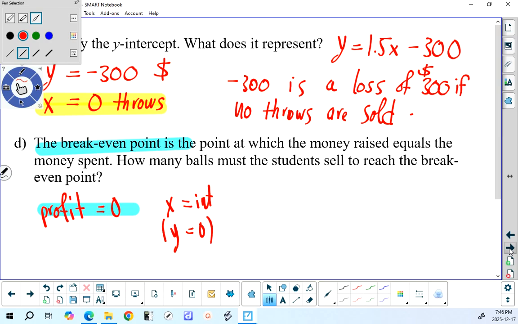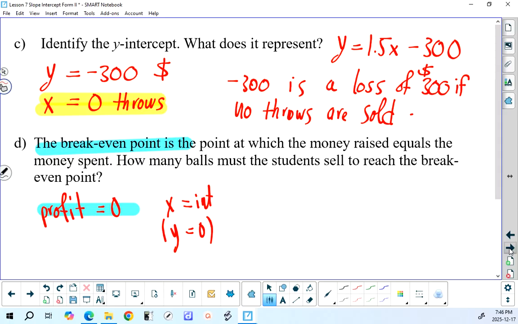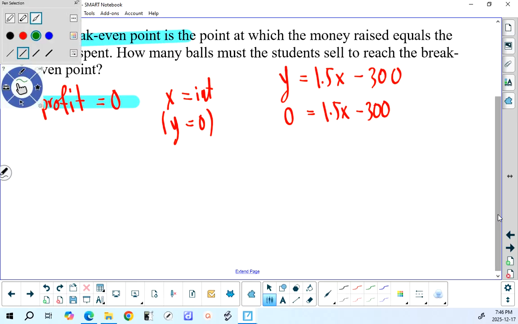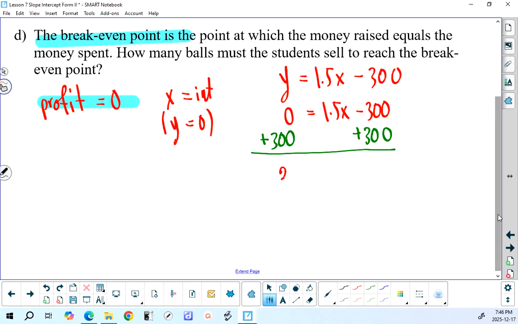We went over that yesterday. A y-intercept is where x equals 0, and x-intercept is where y equals 0. So we're going to take our equation, y equals 1.5x minus 300. We're going to change y to 0 and have 0 equals 1.5x minus 300. Very basic two-step junior high-ish equation to solve. Step 1, add 300 to both sides, giving us 300 equals 1.5x.